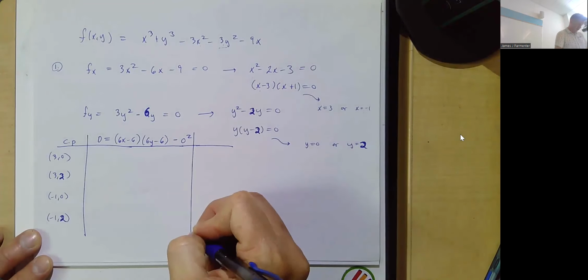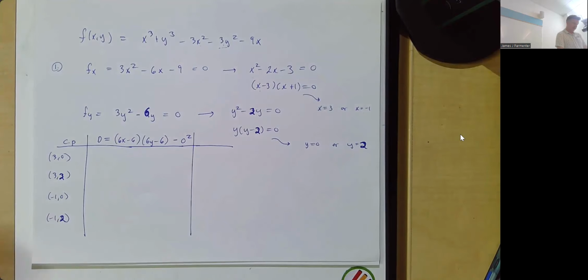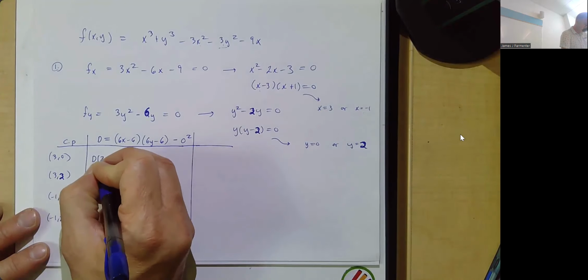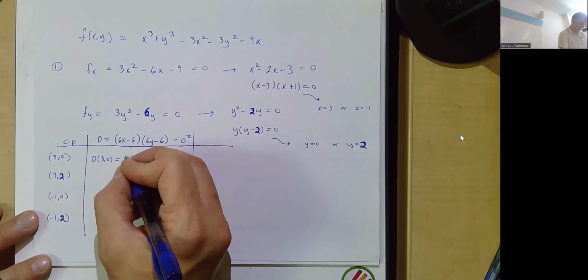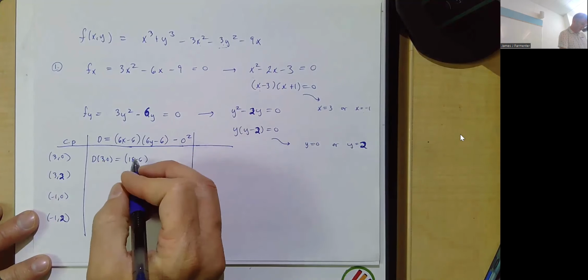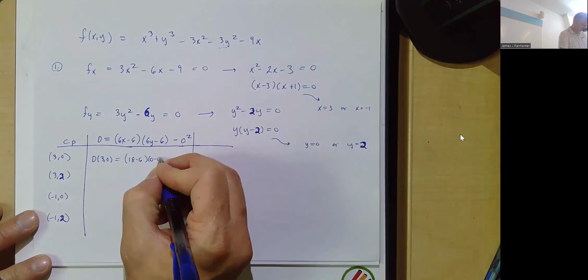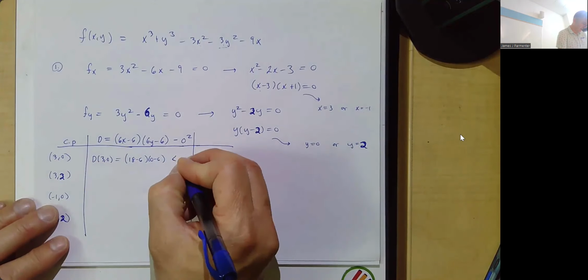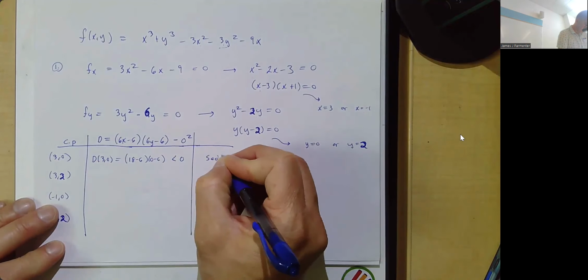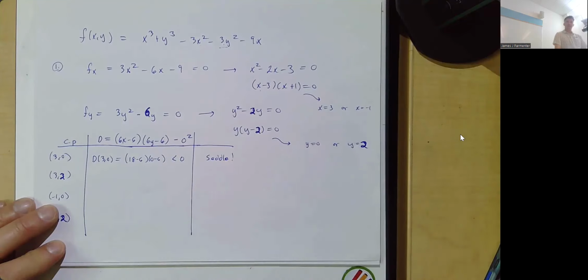Okay. So let's calculate D of each of these things. So D of 3, 0 is going to be 18 minus 6 times 0 minus 6. I don't care what the number is. I just care what the sign is. Is this thing I'm calculating positive or negative? It's definitely negative. So that means we have a saddle at 3, 0.